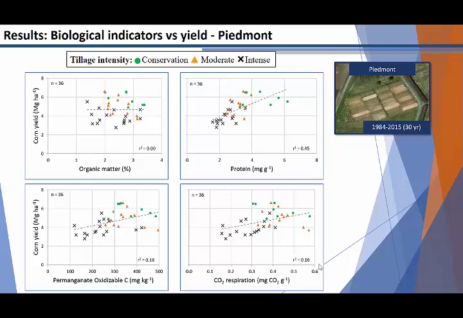And we see the same trend with permanganate oxidizable carbon, which is the readily available carbon in the soil. Again, lots of the conservation tillage has more of that carbon, but when we look at the actual trend, it's not very strong. And then CO2 respiration, where we're looking at the activity of the microbes in the soil, lots of the conservation tillage has the most CO2 respiration, but again, when you look at the overall trend, it's not very strong. So I think what this is showing is that, yes, these biological indicators may have some potential to tell us more about these soils beyond just typical mineral fertility, but the signal is very messy.